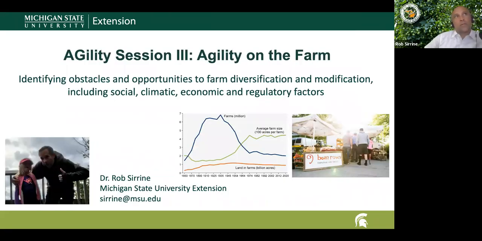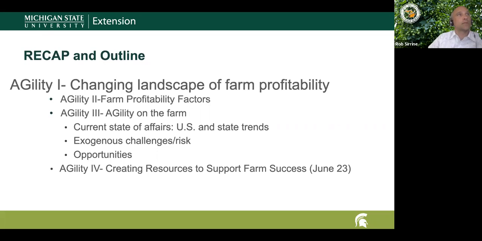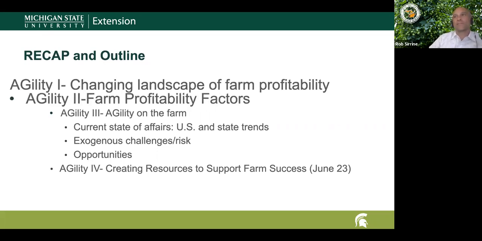So I'm going to talk about agility on the farm, identifying obstacles and opportunities to farm diversification, modification, and some of the different factors that play into that. Just a brief recap of where we're at. The first agility session, Trey basically gave an overview of farm profitability factors, kind of a retrospective, looking at current and future view of farm profitability in the U.S. Second session, Florencia gave an overview on farm profitability, diversification, alternative production systems.